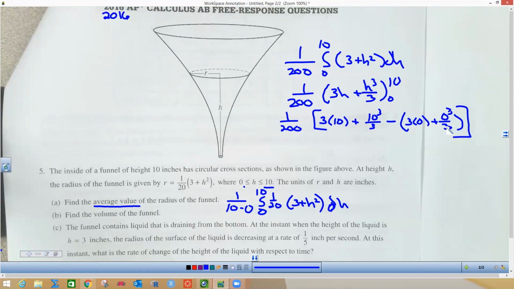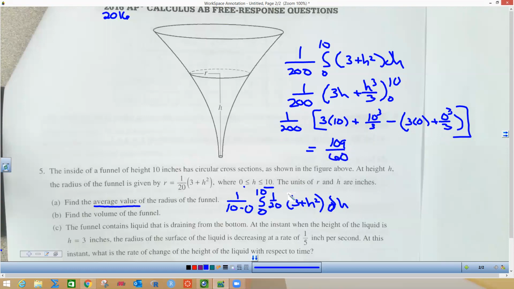Now, if you want, you could go ahead and simplify all of that. And if you do, which I've already done to save some time, this should simplify to 109 over 60.